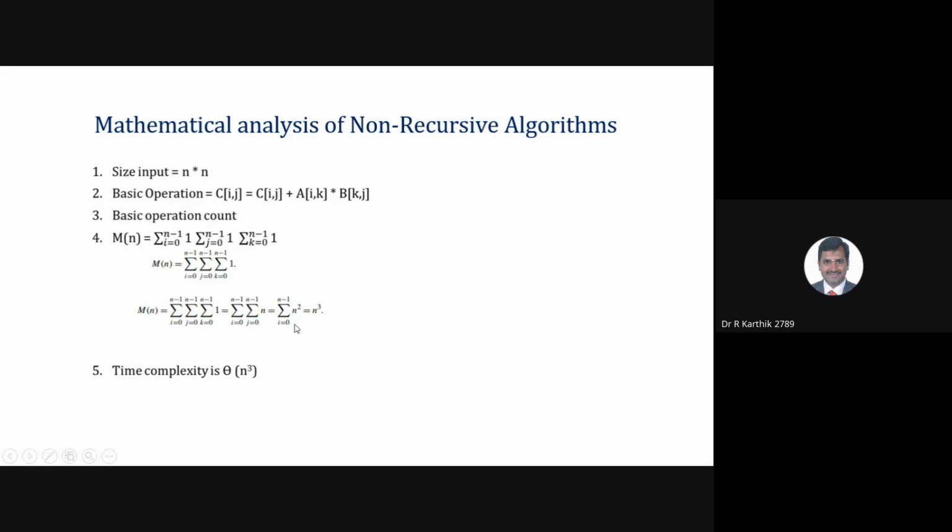Do you have any doubt on this slide? I hope you are able to understand this easy summation operation.